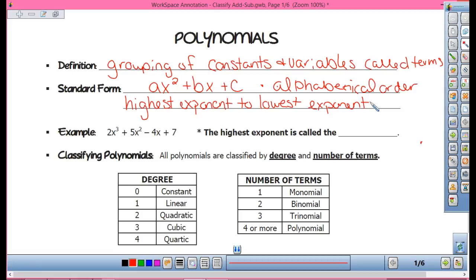Okay, so this is an example of a polynomial in standard form. 2x cubed plus 5x squared minus 4x plus 7. Okay? All these guys are called terms. Everything that's separated by a plus or a minus sign is called a term. Okay? The highest exponent is called the degree.